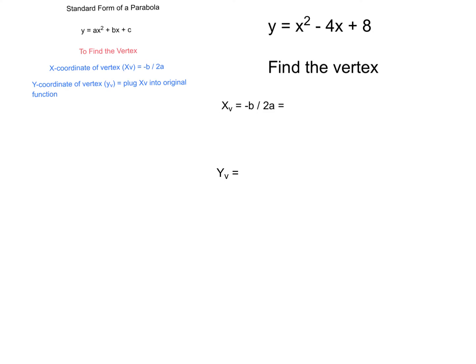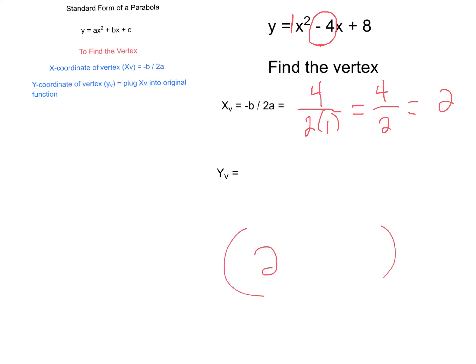Alright, now here we have all 3 pieces. So let's take a look at this. So I don't have to fill in any zeros. So let's start. Negative b. So I'm going to do negative negative 4, which as we all know is positive 4 now. All over. Now the a value is 1, so 2 times 1. So 4 all over 2, because 2 times 1 is 2. And 4 over 2 is just 2. So my x-coordinate of the vertex is 2.